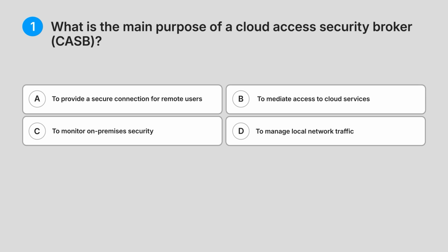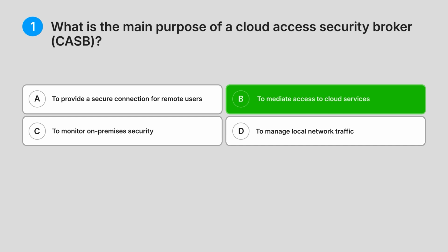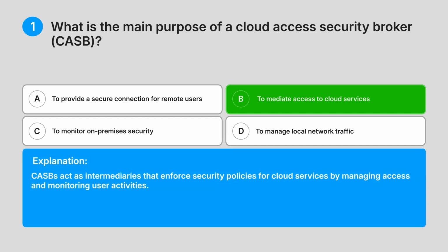1. What is the main purpose of a cloud access security broker? A. To provide a secure connection for remote users. B. To mediate access to cloud services. C. To monitor on-premises security. D. To manage local network traffic. What do you think is the answer? Correct answer: B. To mediate access to cloud services. Explanation: CASBs act as intermediaries that enforce security policies for cloud services by managing access and monitoring user activities.